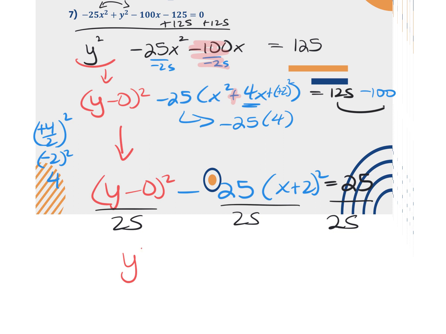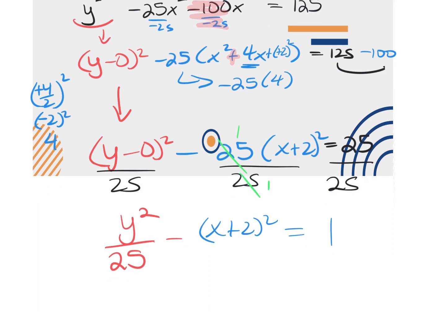Now this just becomes y squared over 25. I can drop the minus 0. And then here, notice the 25 divided by 25. That just becomes a 1. So then here I'm just left with x plus 2 squared, and then it equals 1. To get your a squared and your b squared, you could put a 1 underneath here. A squared is always first in the hyperbola, and b squared would be second. So a squared is 25, b squared is 1. And then again, go back, find your center, your vertices, your focus, your asymptotes, and then you're going to graph the hyperbola.